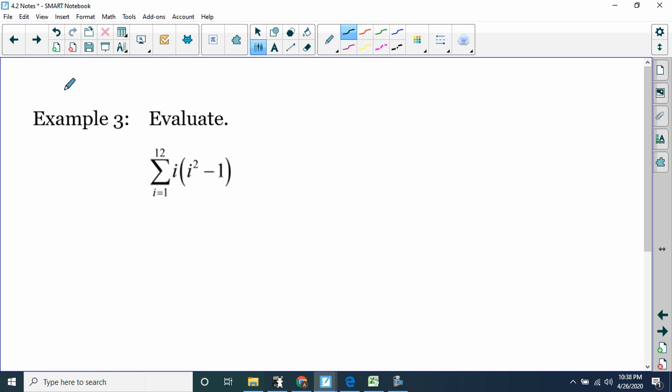Moving on. Example 3 asks us to evaluate the sum as i starts from 1 and goes up to 12 of i times the quantity i squared minus 1. You're going to do this one on your own here in a minute. The very first thing you need to do, you cannot use the i rule and then the i squared rule and multiply them together. So kind of like the last one when we expanded it first, the first thing you need to do is distribute the i, and then you can use the i cubed rule and the i rule. So go ahead, pause the video, finish this one, see if you got it right or not, and then you can start it back up.